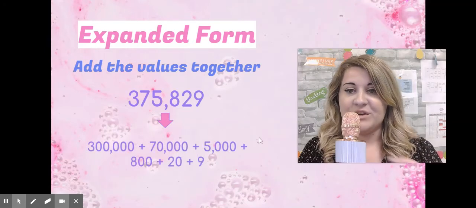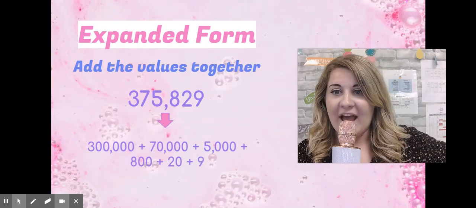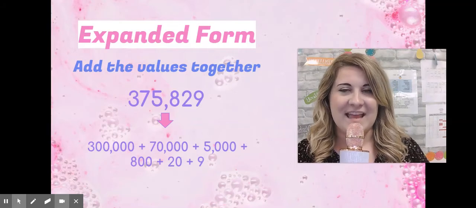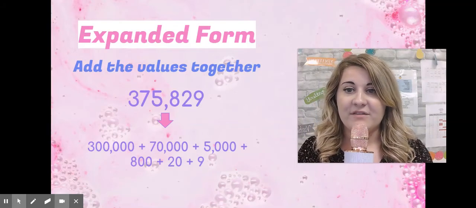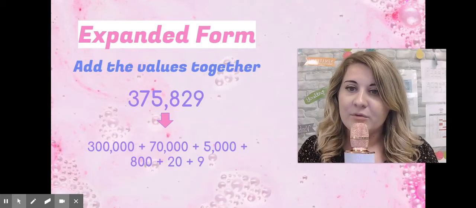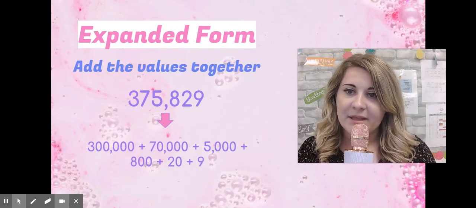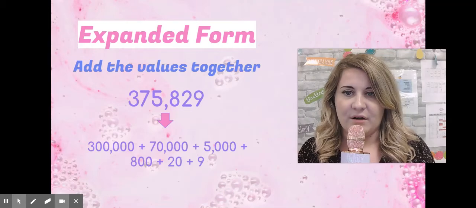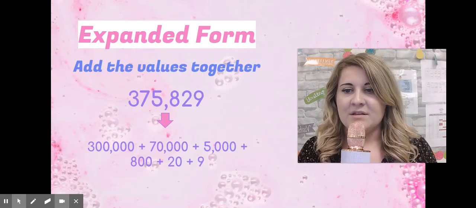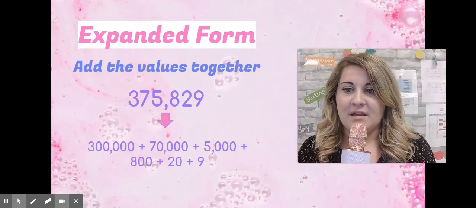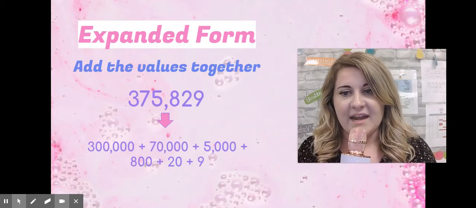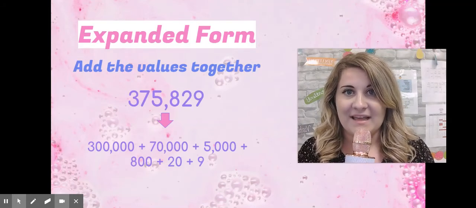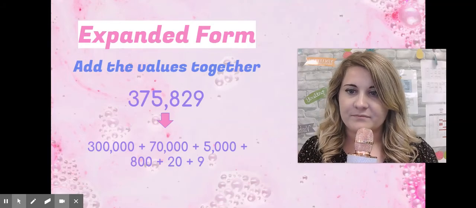It's a lot. We stretched this number way out because it has 6 digits and no zeros in the main number. So look at how much all of these numbers are actually worth. If you notice something, guys, every place that you go down, the number of zeros goes down as well. Okay, so 300,000 has 5 zeros, 70,000 has 4 zeros, 5,000 has 3, 800 has 2, 20 has 1, and 9 has none because it's in the ones place.